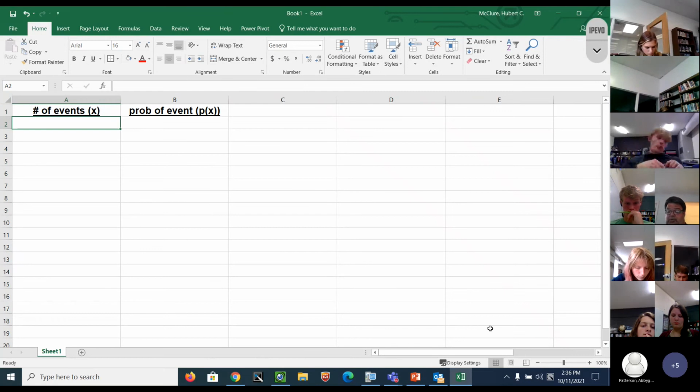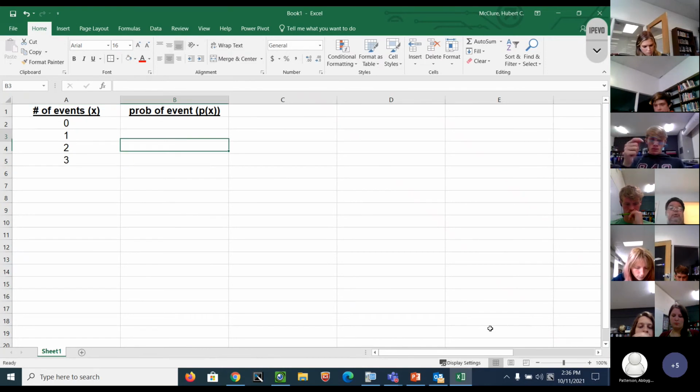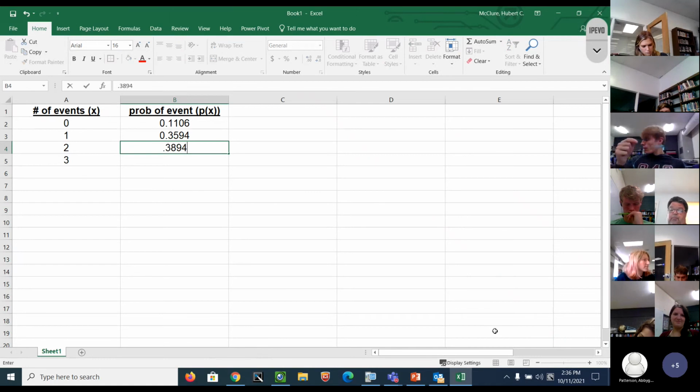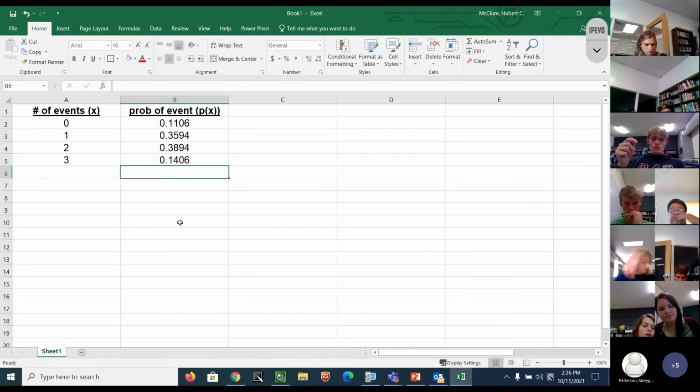And here we've got 0 girls, 1 girl, 2 girls, 3 girls. And then 0.1106, 0.3594, 0.3894, and 0.1406. And all of them are positive and not any whole numbers. Let's add it up to check to see if it's equal to 1. It is, so it is a probability distribution.